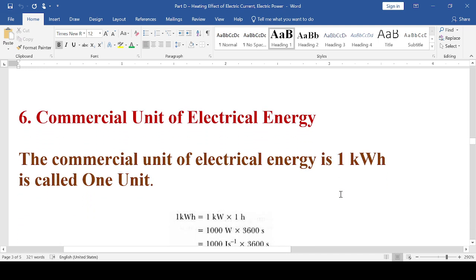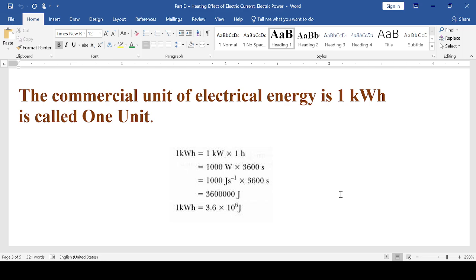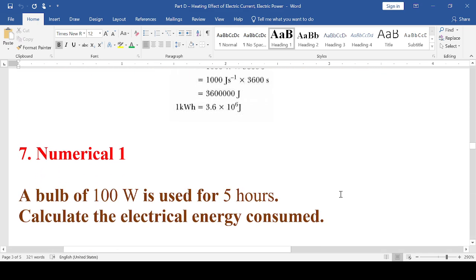The commercial unit for measuring how much electrical energy has been used is called 1 kWh, 1 kilowatt hour. 1 kilowatt hour is known as 1 unit. You can convert kilowatt hour into joule. 1 kilowatt hour equal to 1 kilowatt into 1 hour. Kilo means 1000 watts, into 1 hour which has 3600 seconds. So 1000 into 3600 seconds, you can write in the standard form. So 1 kWh is equal to 3.6 into 10 to the power of 6 joules.